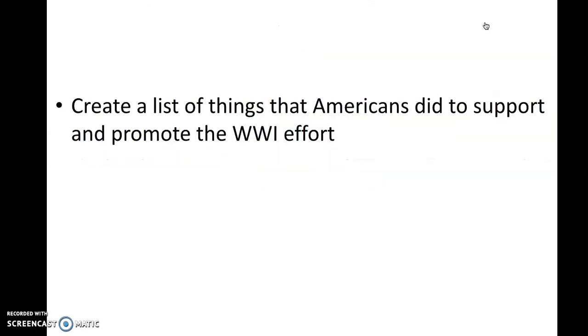If we were in class, we'd have you create a list of what Americans did to support the World War I effort, because in many ways it's very similar to what we do in World War II, just on a much bigger scale. In World War I, we're at war for about a year and a half, and really only fighting for about 6 months over in France.